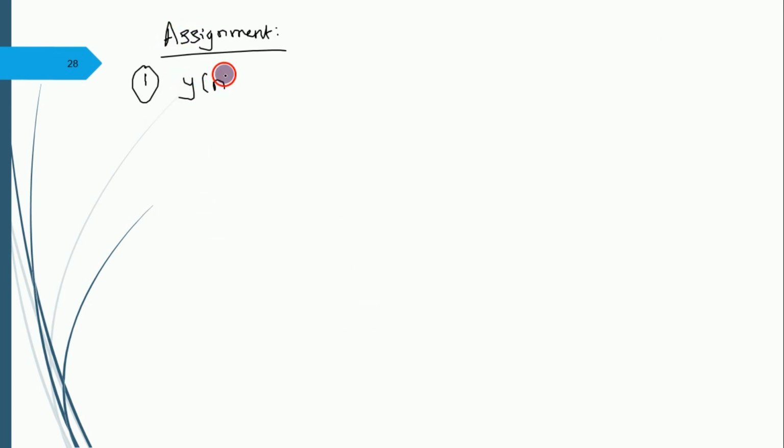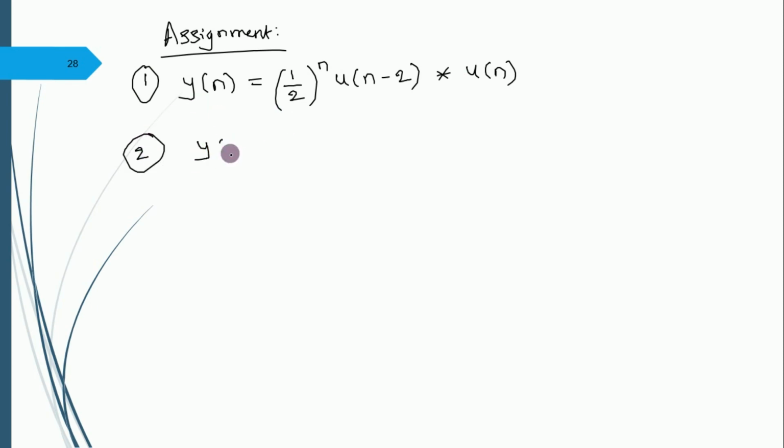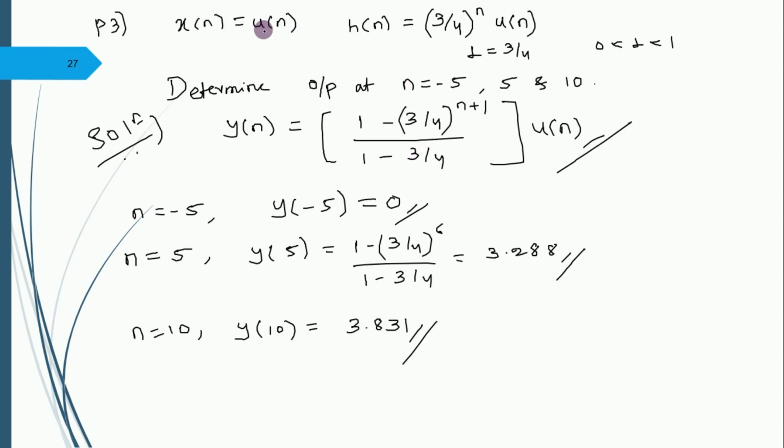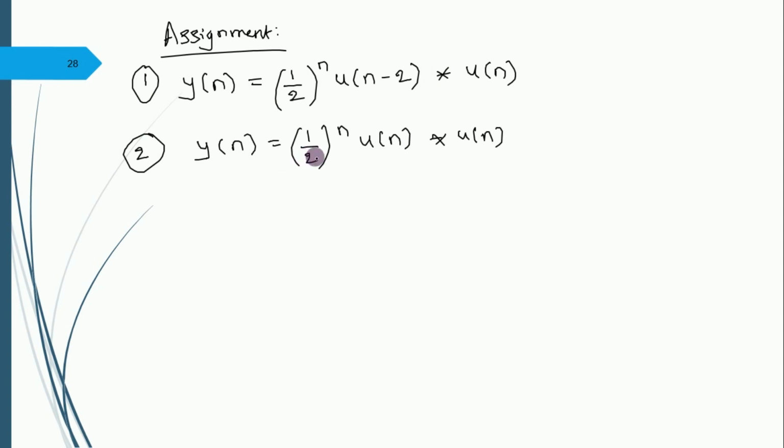So one more assignments for you to solve. First, y of n is equal to half raised to n u of n minus 2. See here, it is not just u of n minus 2, it is convolved with u of n. So this is the first assignment. Second assignment, a simple one I'll give. y of n is equal to half raised to n u of n convolved with u of n. This you can relate with the problem that we have solved. In place of 3 by 4, I just have 1 by 2. You can solve it by yourself.